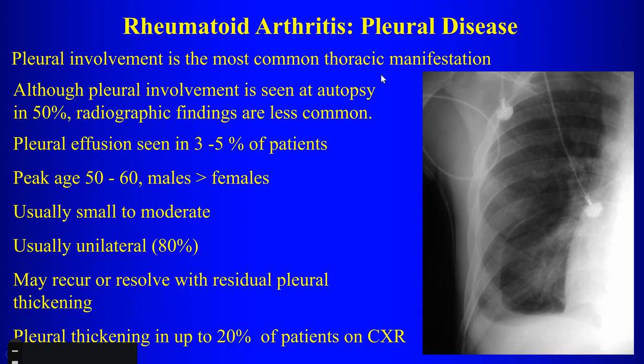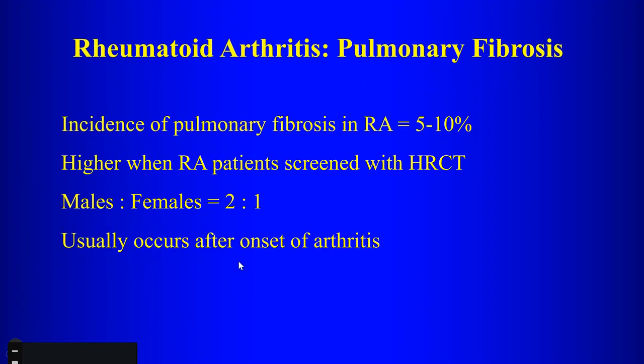with rheumatoid arthritis. For the pleural disease, pleural effusion, pleural thickening, usually small to moderate effusions, usually unilateral, may recur, can result in pleural thickening in up to 20% of cases. Sometimes they might even be hemorrhagic.